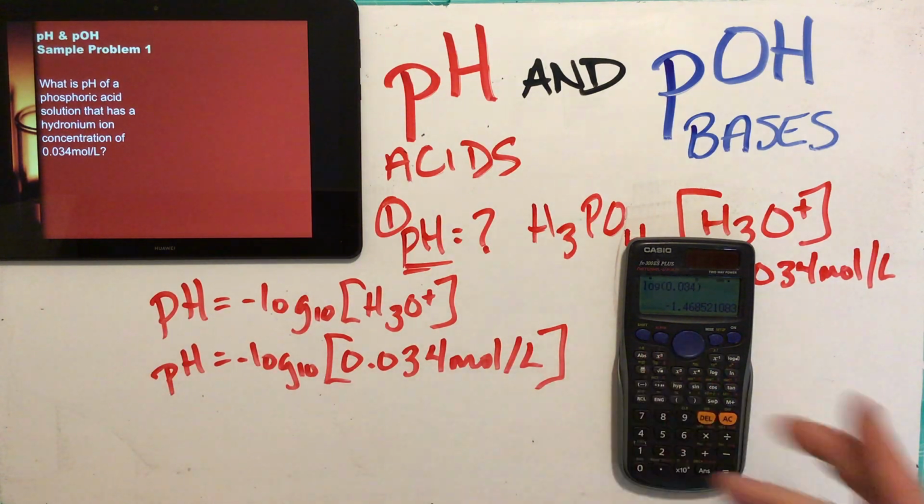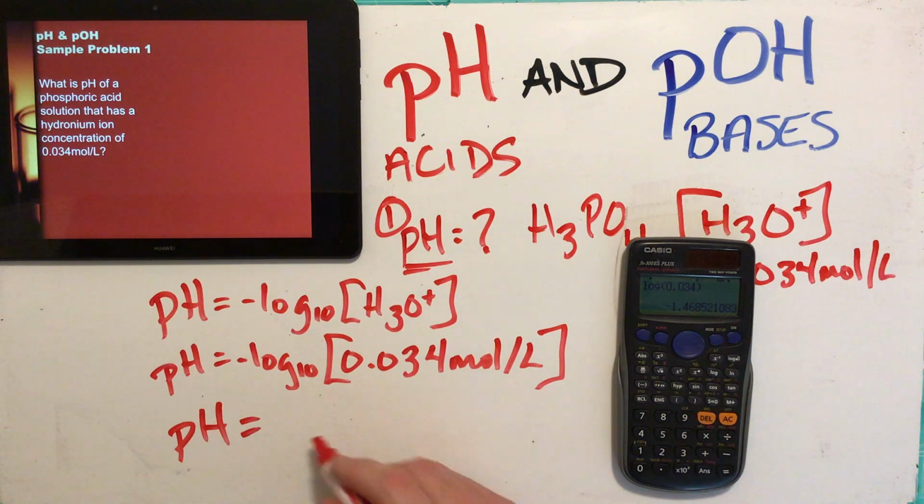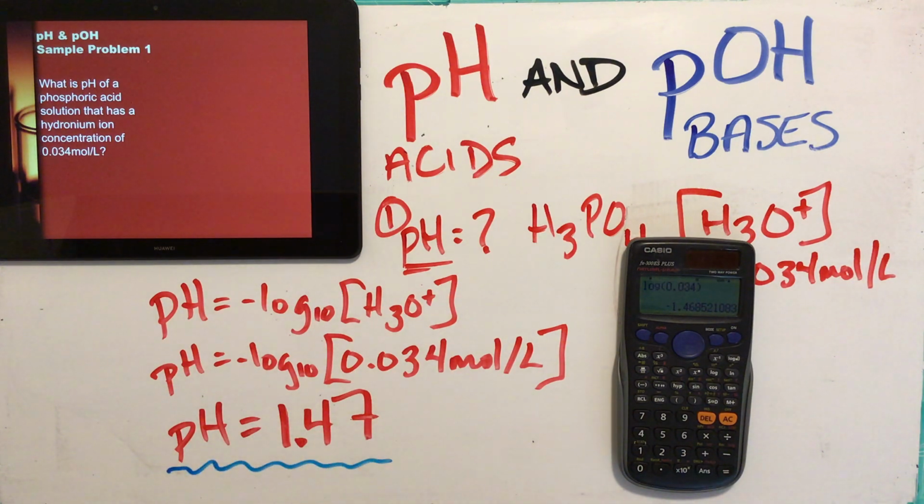Now, negative is a positive. So my pH is equal to 1.468. So 1.47. And that is my $1 million correct answer right there. So that's all it's to it.